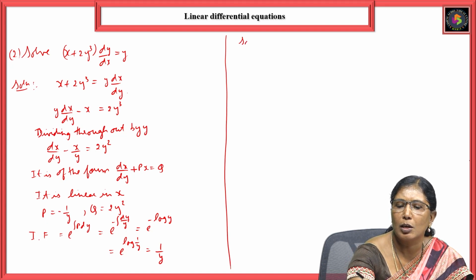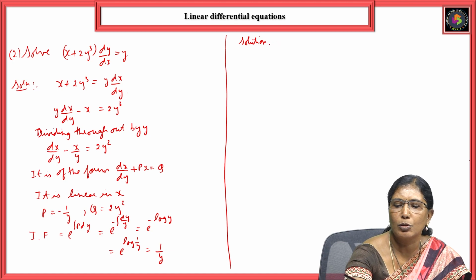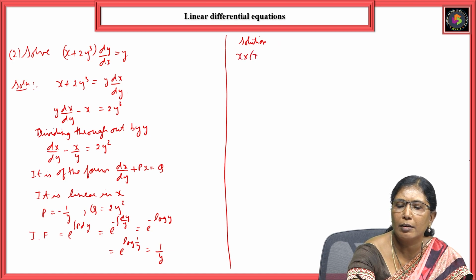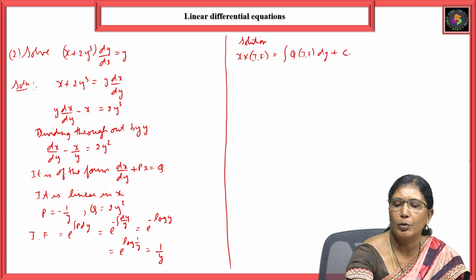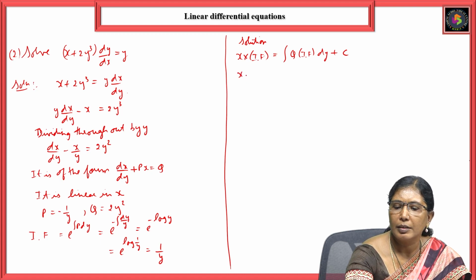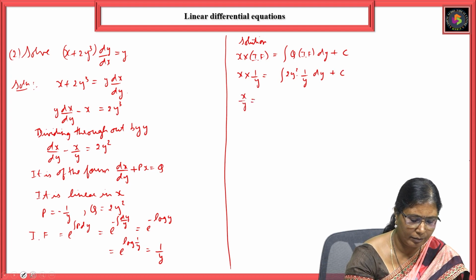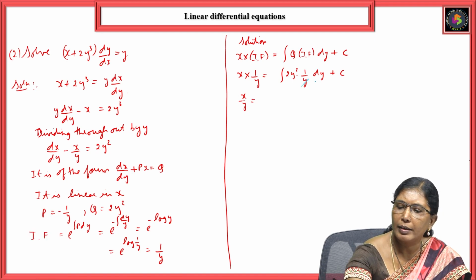So you should find the solution. Solution is nothing but x into integrating factor is equal to integration q into integrating factor dy plus c. So what do you get here? x into integrating factor 1 by y is equal to integration, what is q? 2y square into 1 by y into dy plus c. So x by y is equal to, the y gets cancelled here.